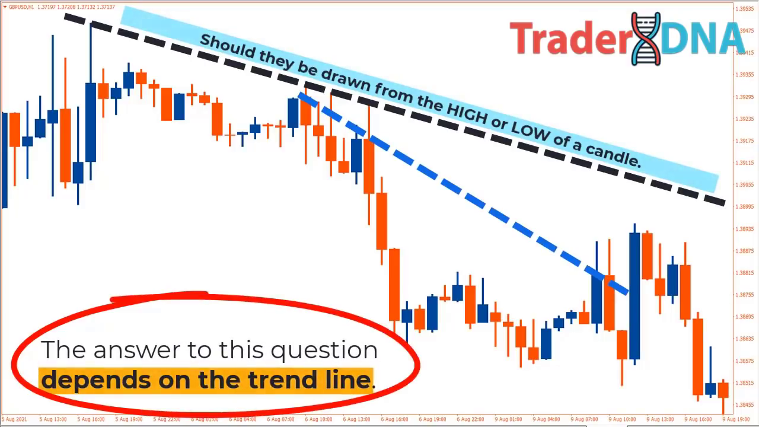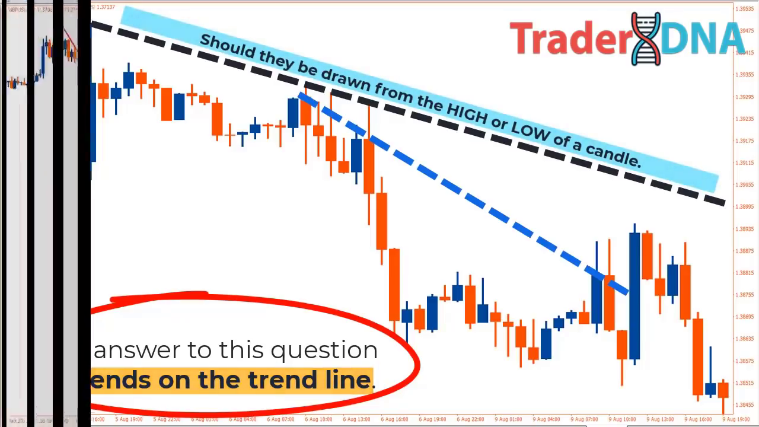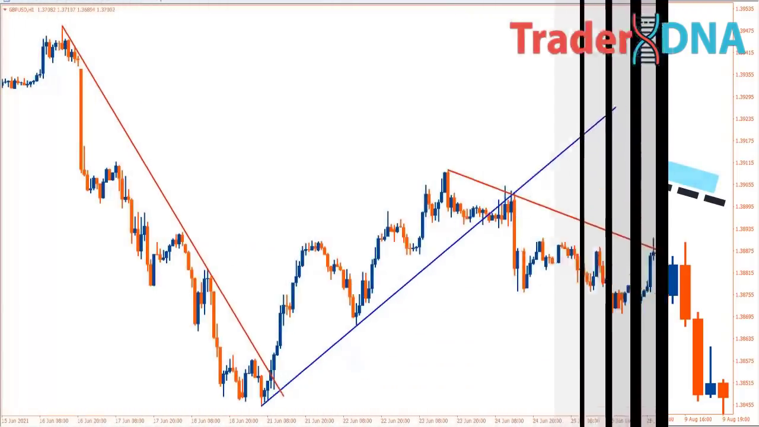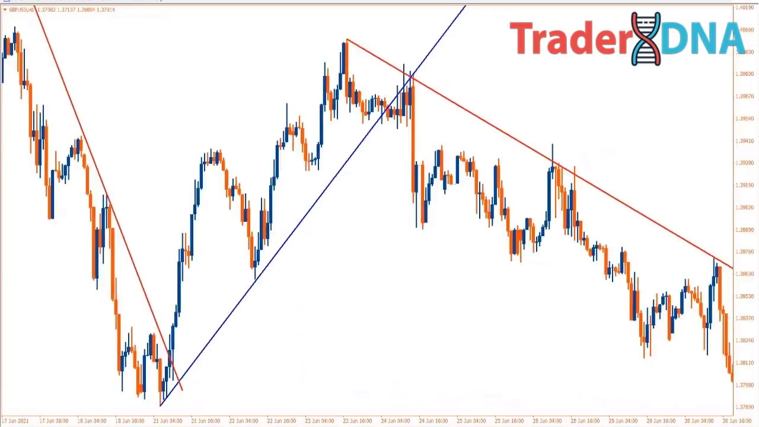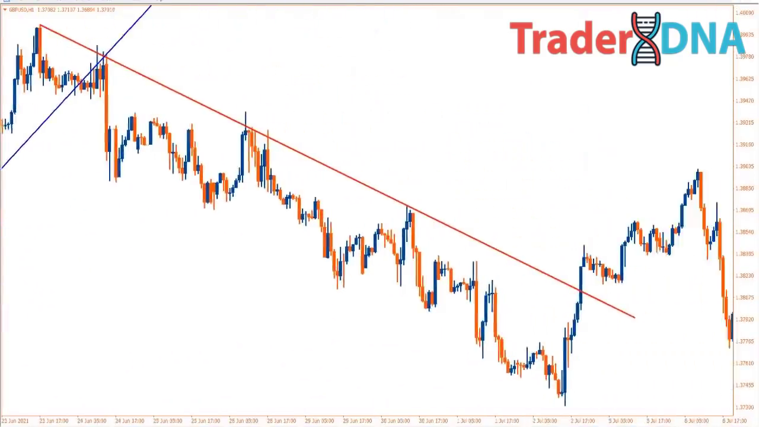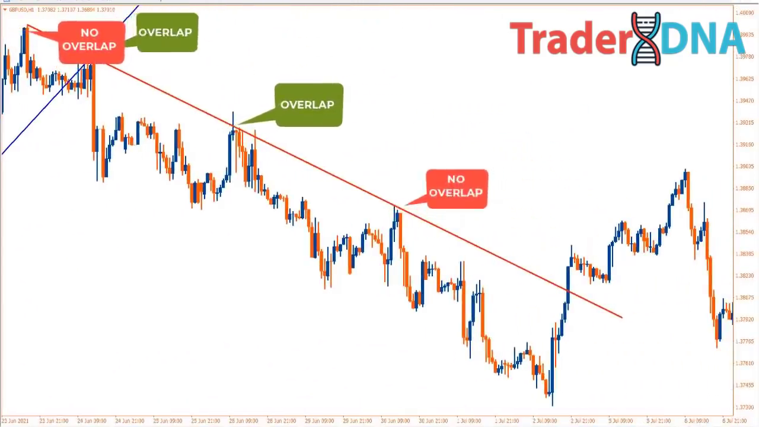It's very rare to find a trend line that lines up perfectly with highs or lows. Similarly, it's rare to find a trend line that lines up perfectly with the open or close of each candle. Let's take a look at an example. Notice how the trend line does not perfectly line up with the highs of each candle, nor does it line up perfectly with the open or close of each candle.